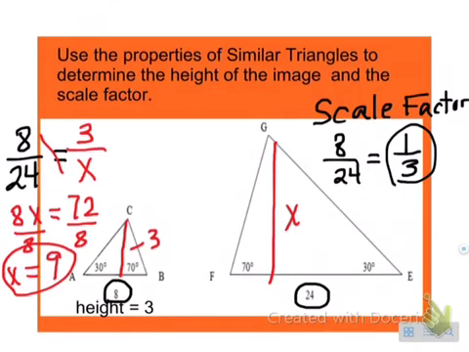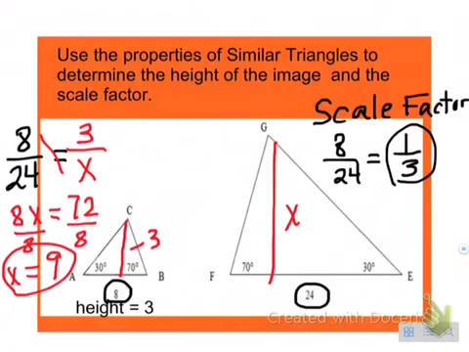On this one, it wants me to use the properties of similar triangles to determine the height of the image and the scale factor. So I compare my sides. 8 is to 24 equals 3 over x. Again, I put my pre-image in my numerator and my image in my denominator.